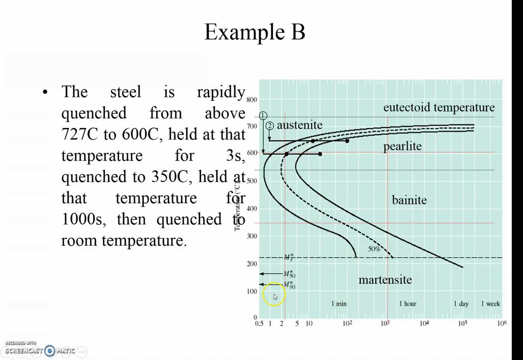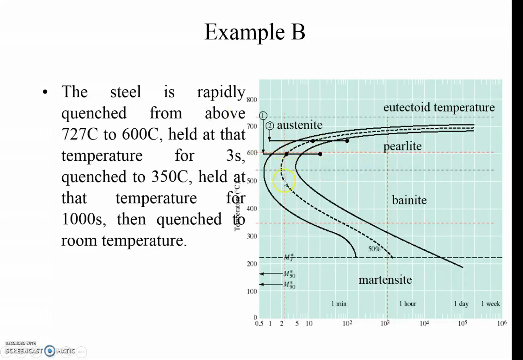So in example B, we have steel that is rapidly quenched from 727 degrees Celsius to 600 degrees Celsius. We hold that for 3 seconds, quench to 350 degrees Celsius, hold that for 1,000 seconds, and then quench to room temperature. So let's go through that. From slightly above the 727 degrees Celsius eutectoid temperature, we go down to 600. We hold for 3 seconds. Well, 3 seconds is about here on the x-axis, right? So that takes us to 50% austenite, 50% pearlite.